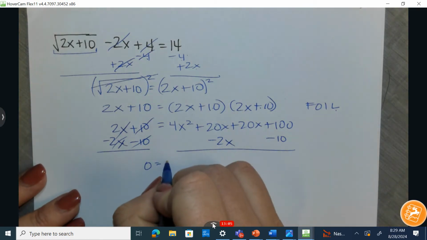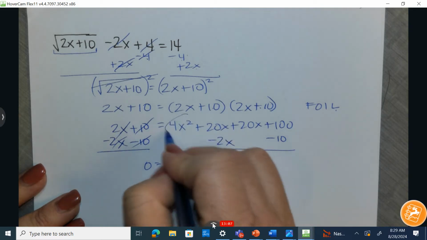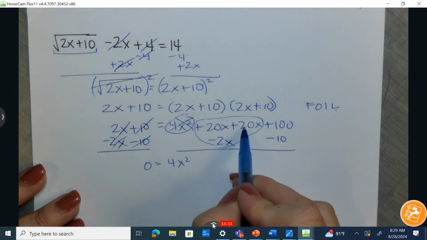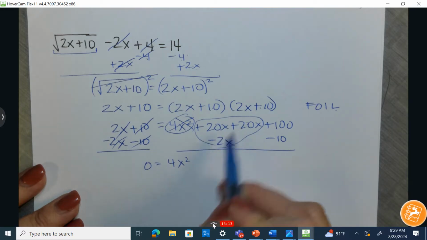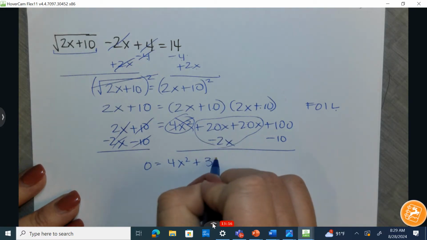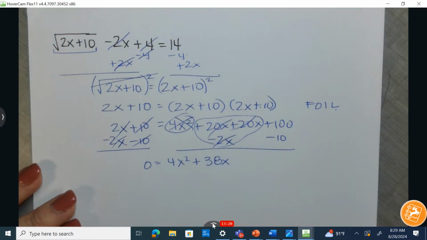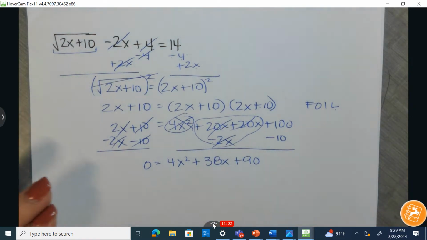All right, here we go. I have a 4x squared. Okay, I've taken care of that. Now I have 3 terms here. 20 and 20 is 40, so this is 40x, but then we have to subtract 2 to get a positive 38x. And 100 minus 10 is a positive 90. I'm going to press pause.